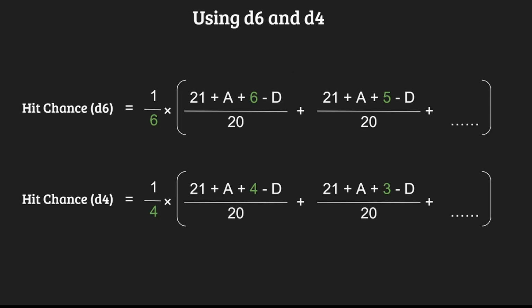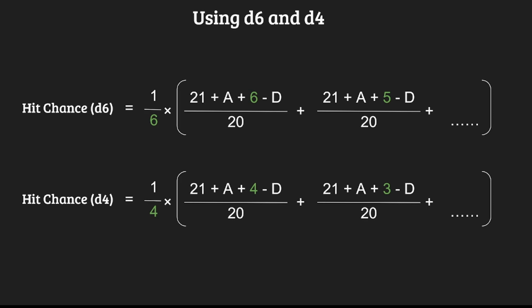So let's expand this a little using the D6 and the D4. There's really not that much of a change here. The same logic applies, but the difference is that we're using different dice. We can see here in green, I've pointed out the differences. Instead of being 1/8, for the D6 we're talking about 1/6, because there's only a 1 in 6 chance of rolling any side on the D6.